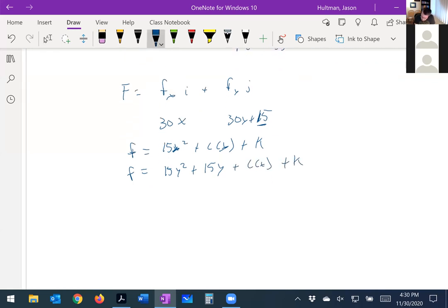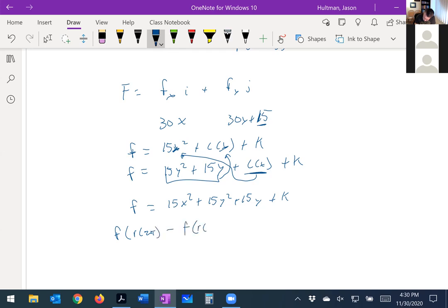So what is my c of x and what is my c of y? My c of y is this thing, and my c of x is this thing here. So my parent function is going to be f equals 15x squared plus 15y squared plus 15y plus k. Nice. We now have found our parent function. Now all I have to do is plug in f of r of 2 pi minus f of r of 0, and I should have my answer.